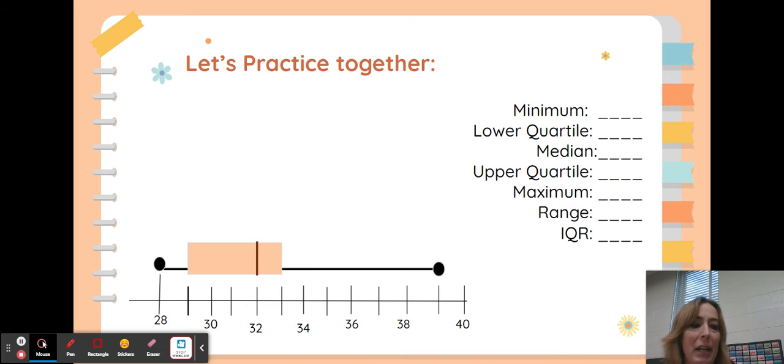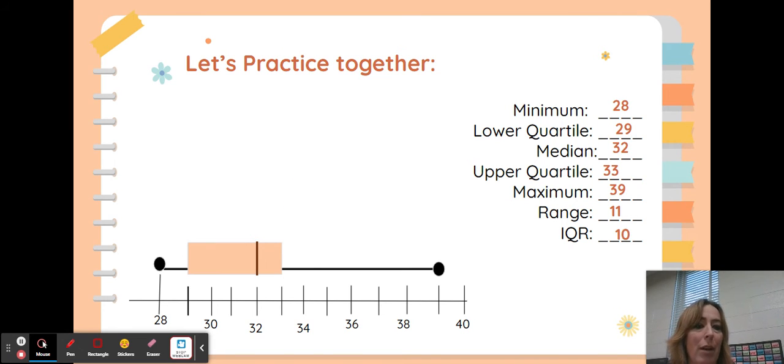This one, I'm going to step back and I want you to pause your video and take a moment to try to work this out yourself. Then come back after you've finished and watch the video with me to see what you got. All right. Minimum should have said 28. 29 is where the box starts. 32 is where our median is. 33 is where the box ends. 39 is where our maximum number is. Range: 39 minus 28 equals 11.